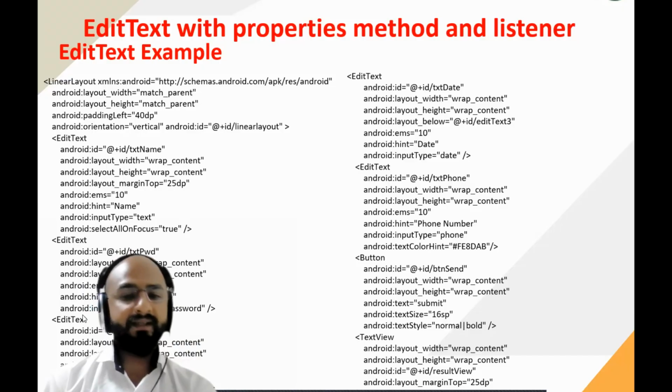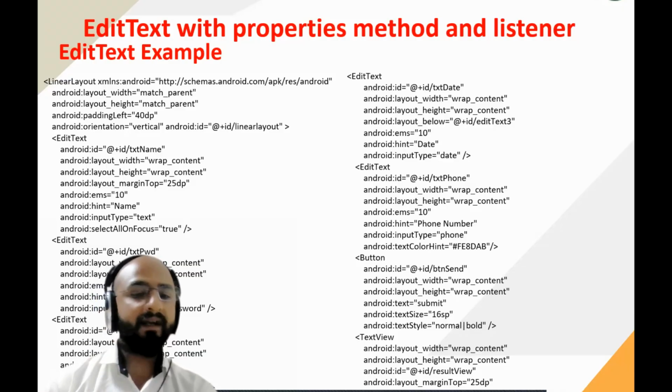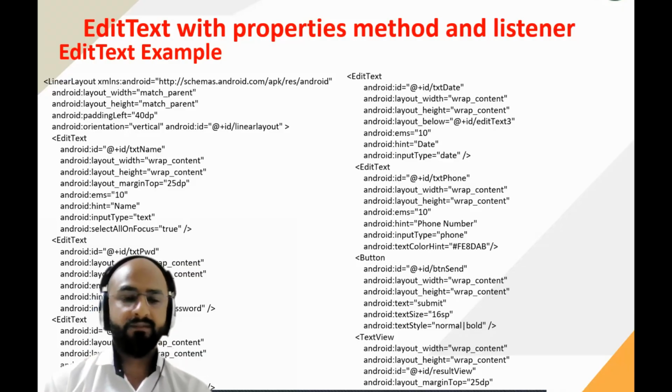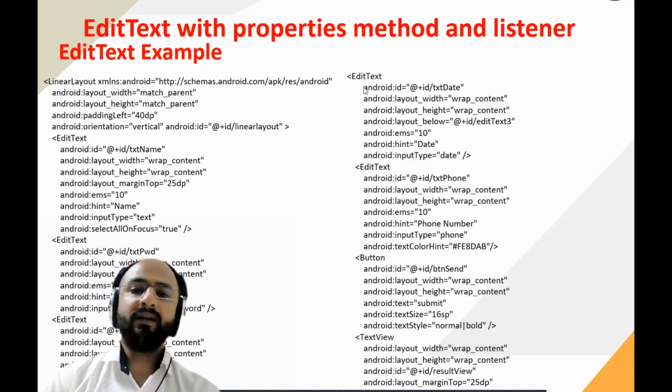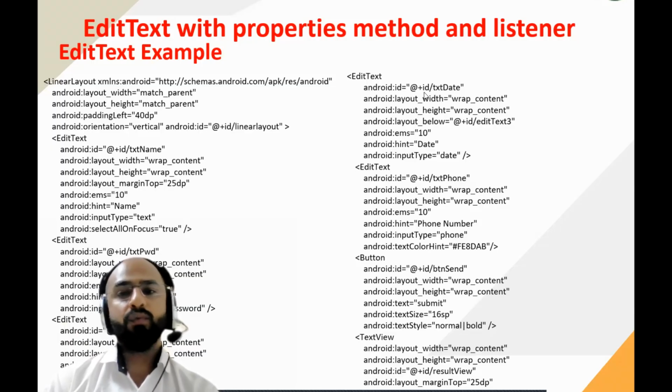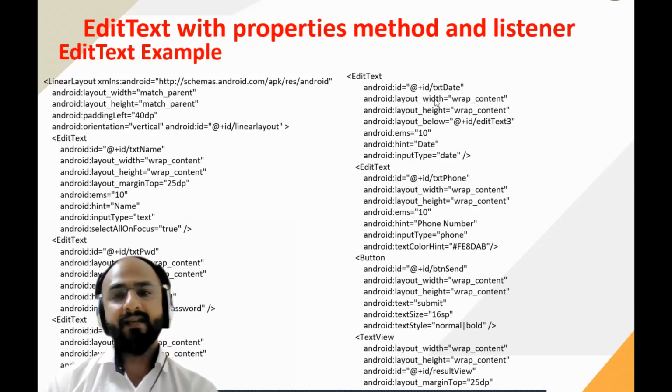I have taken another edit text. You can see the difference between these two is in the id txt email and in the input type text email address. So this is the input type to get the email address from the user. Another edit text I have taken for the date. So I have taken edit text android:id equal to @id/txt_date.